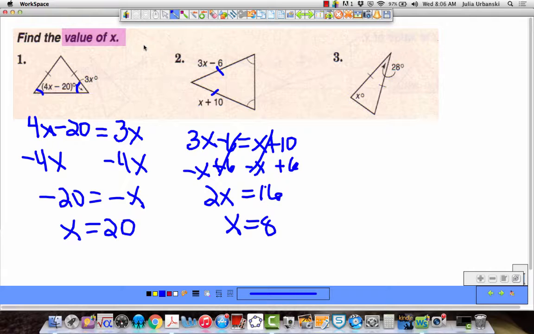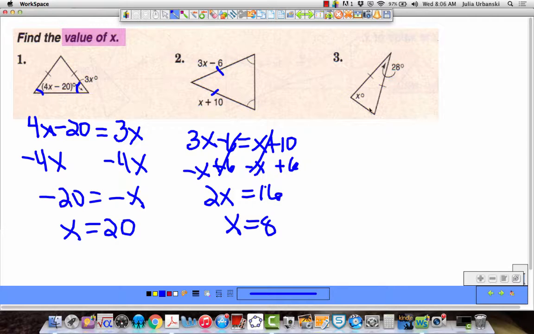All right, now number 3 is different. It's all the same rules, but it's a different setup. Tell me what you notice about number 3. What do you notice about number 3? It's got two equal sides, right? So this angle right here is equal to this angle.